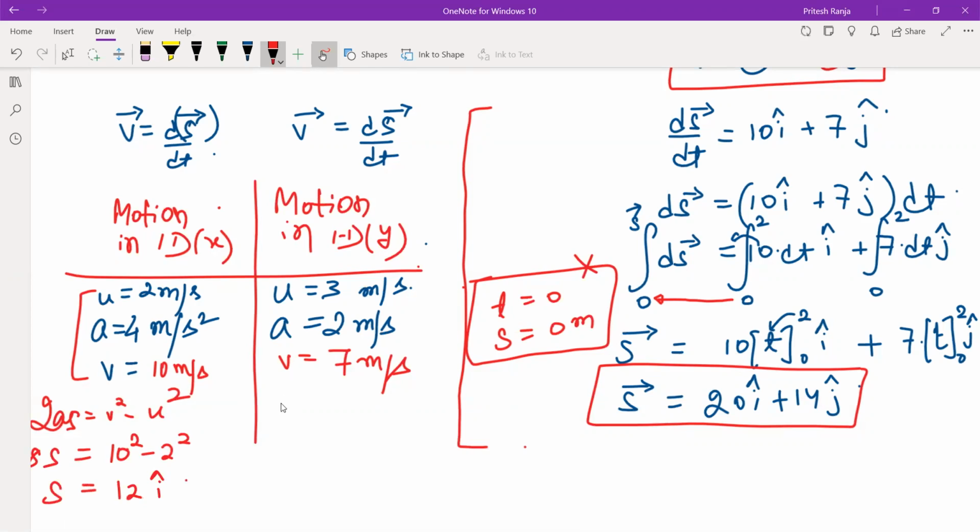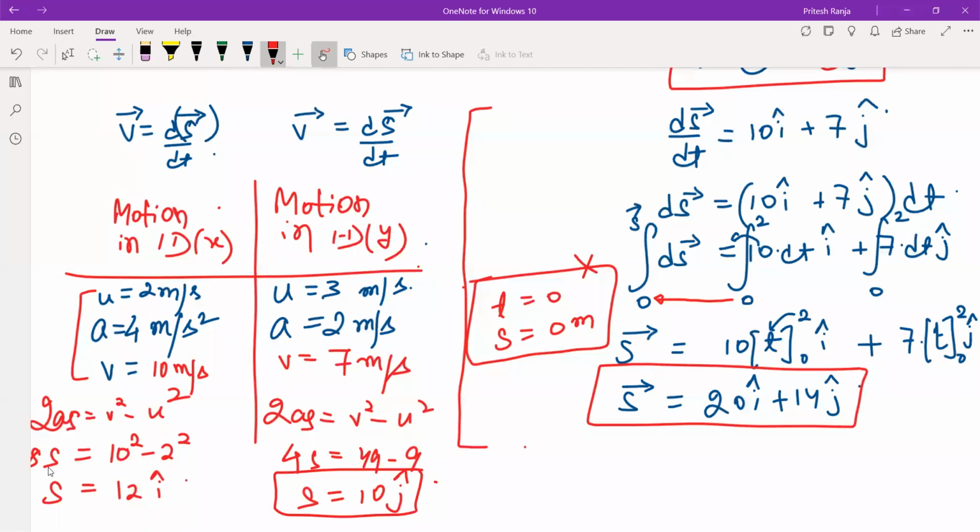और यहाँ पर we will use same equation. तो यहाँ पर क्या मिलेगा? 4s is equal to 49 minus 9. So s will be 10. I have applied j cap and i cap to represent the displacement along x and y. So this is the exact result which is true. तो यहाँ से displacement what we can write? 12 i cap and then plus 10 j cap.